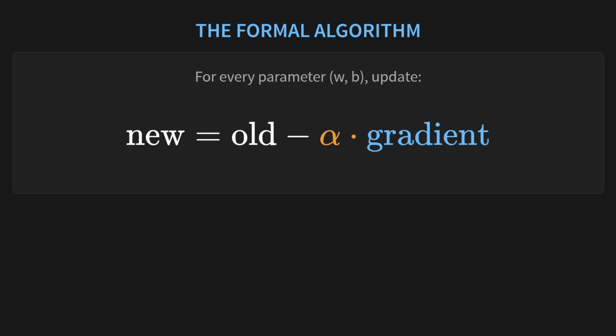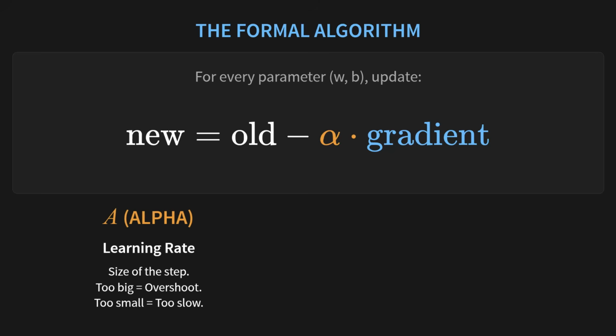Okay, let's formalize that. The algorithm is a simple update rule. For every single parameter in our model, in this case W and B, the new value is equal to the old value minus some stuff. Let's break that stuff down. It's just two things multiplied together. First is alpha. Alpha is the learning rate. This is just the size of the step you take. And you have to be careful with this.